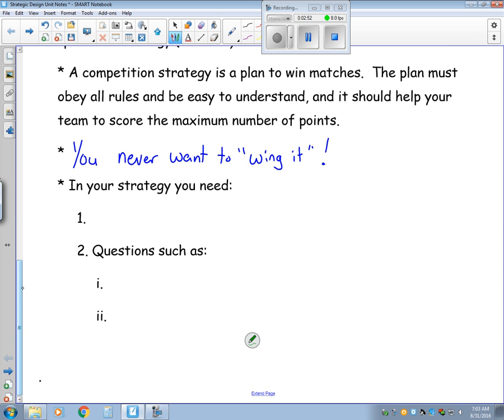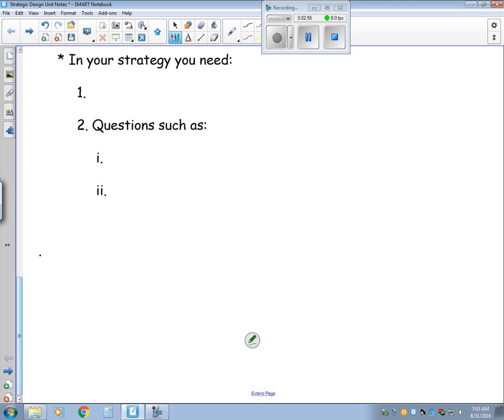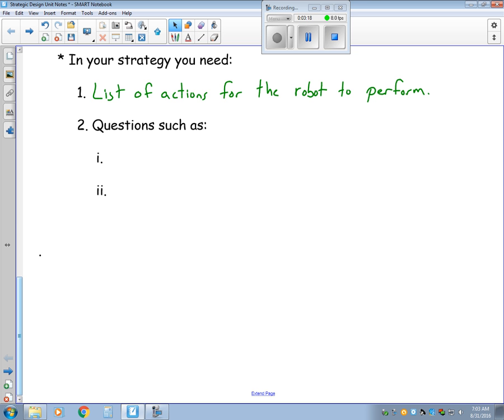So some things I want you to have in your strategy. First off, a list of actions for the robot to perform. I want the driver to know exactly where the robot is going to go at the start of the match, whether or not they're going to make a left turn or right turn, if they're just going to go straight. But I want to have a list of actions for the robot to perform. It doesn't have to be super detailed, but it should be fairly detailed.